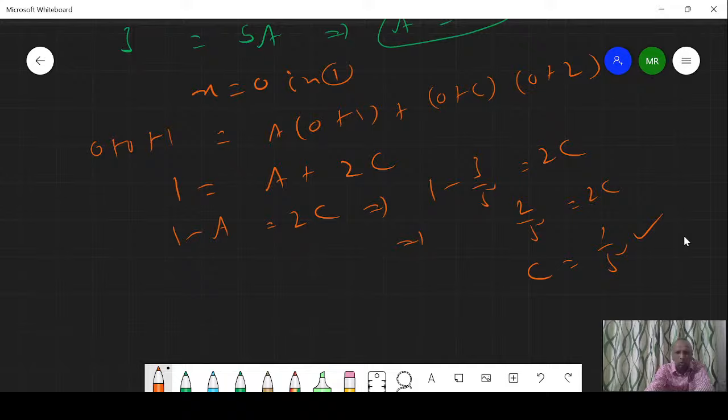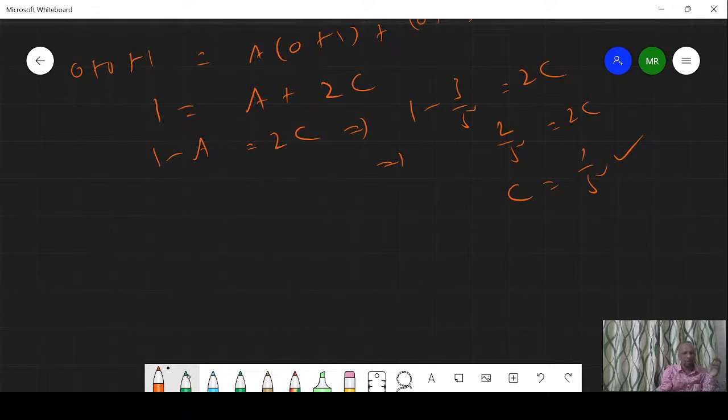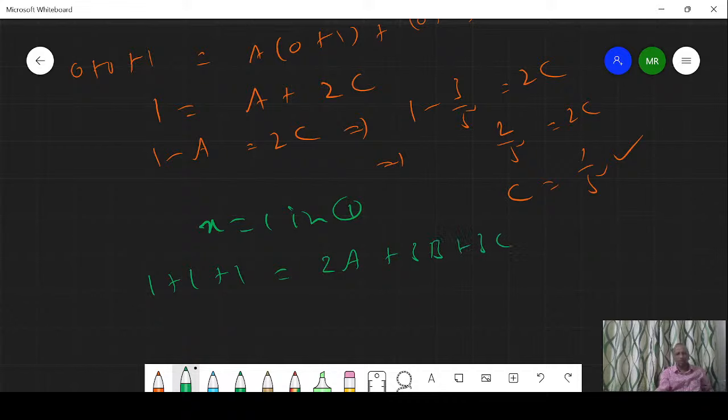If we put x equal to 1 in 1, the left hand side becomes 1 square plus 1 plus 1, 3 it comes, right? On the right side, a into x square plus 1 means 2a, and we have bx plus c into x plus 2, which comes 3b plus 3c.